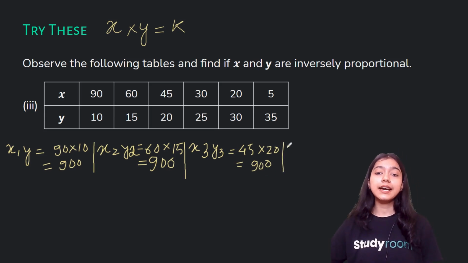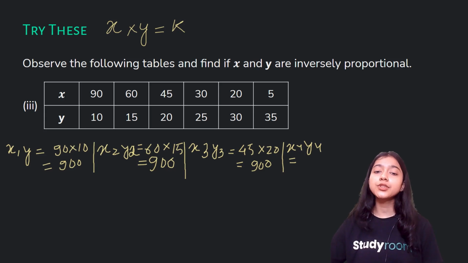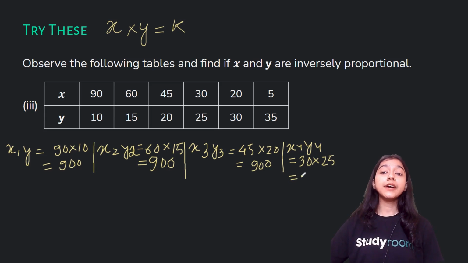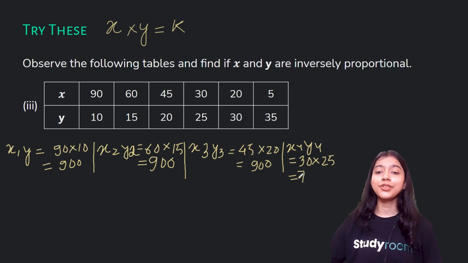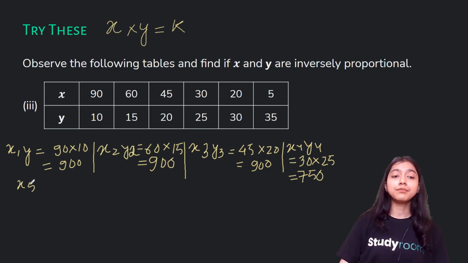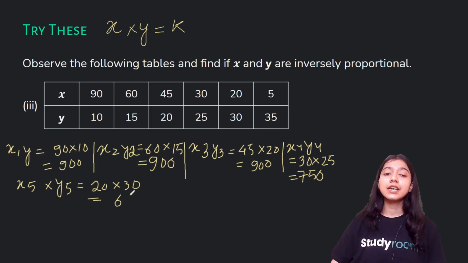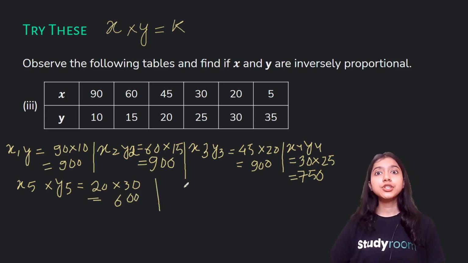Let's calculate for the fourth case, that is x4 multiplied with y4. Here x4 is 30 and y4 is 25. So we have 30 multiplied with 25. Now 25 3 times gives us 75 and a 0. That means the answer is 750. Let's check for the fifth case, that means x5 multiplied with y5. Now in this case, the value of x5 is 20 and y5 is 30. So we have 20 multiplied with 30. This gives us 3 multiplied with 2 gives us 600. So we get 600.